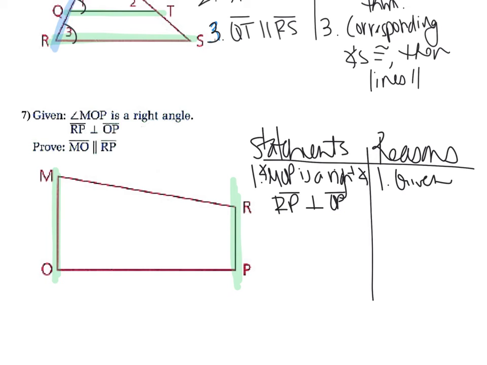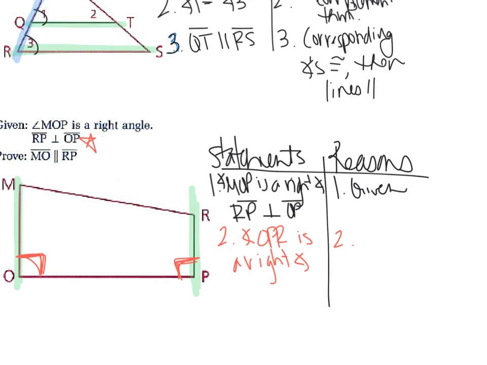Okay. Well, let's break down some information that we have. So let's break down what perpendicular means. So if RP is perpendicular to OP, that means we have a right angle here. Okay? And MOP is a right angle, so let's go ahead and mark that too. So we say angle OPR is a right angle because it's the definition of perpendicular.